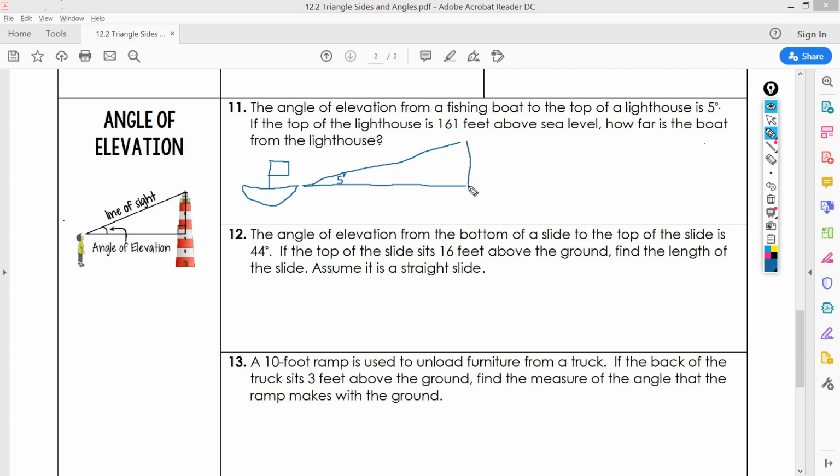So here's my lighthouse. I'm actually going to watch a movie called The Lighthouse soon. I've been keeping up with my movies over the break. Is that what a lighthouse looks like?